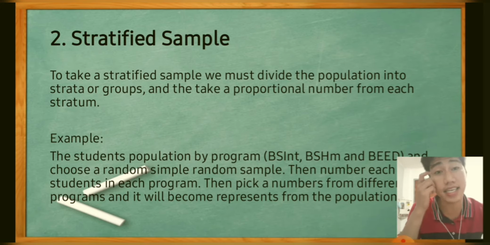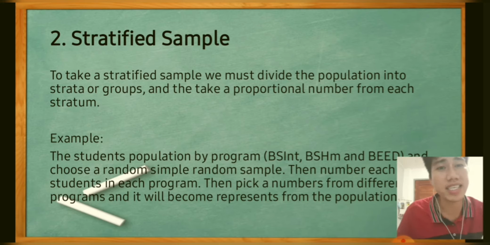Unlike in cluster, where the characteristic is the same. In the cluster method, all of the group or cluster will become a sample. Stratified means that from the group, you take a proportion. You take some from each group for the sampling method.